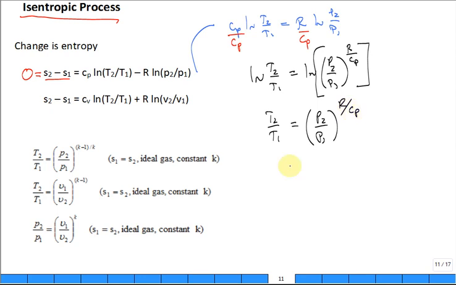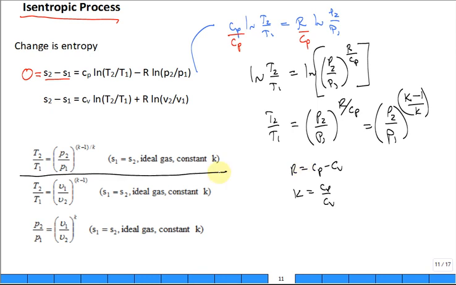You recall that R is equal to C sub P minus C sub V, and that k is C sub P divided by C sub V, and you can re-express that exponent as (k minus 1) over k. And here is that same equation in your equation sheet. There are restrictions. It's only applicable for an isentropic process, ideal gas, assuming constant specific heats.